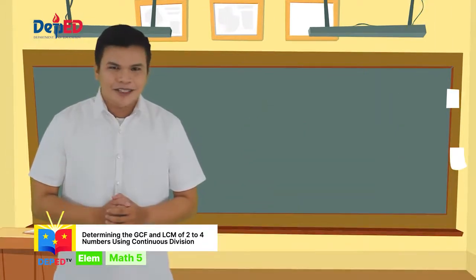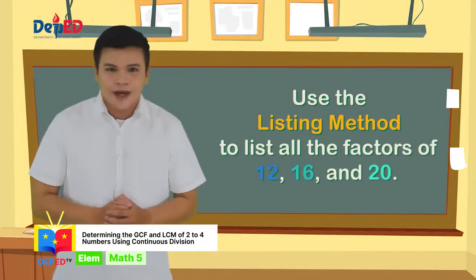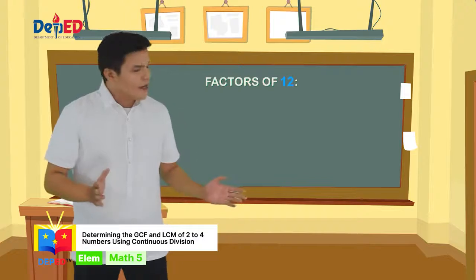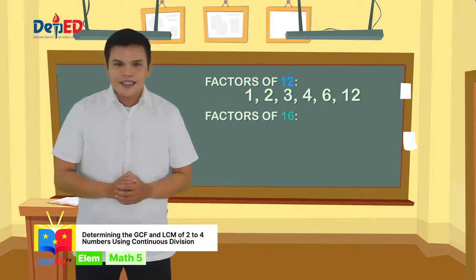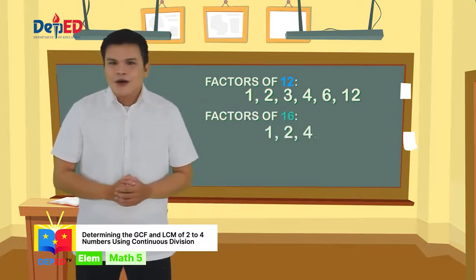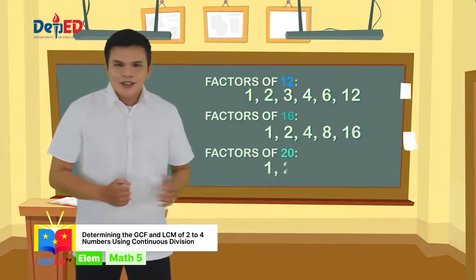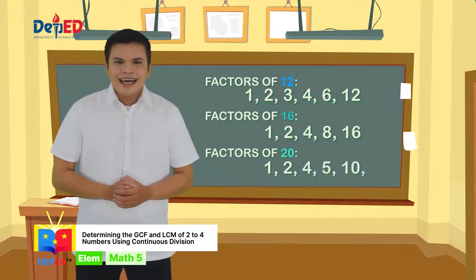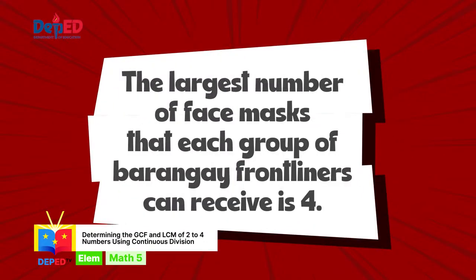To check if our answer is correct, we need to use the listing method to list all the factors of 12, 16, and 20. The factors of 12 are 1, 2, 3, 4, 6, and 12. The factors of 16 are 1, 2, 4, 8, and 16. And the factors of 20 are 1, 2, 4, 5, 10, and 20. Notice that the greatest factor common to the three given numbers is 4. We can conclude that the largest number of face masks that each group of barangay frontliners can receive is 4.